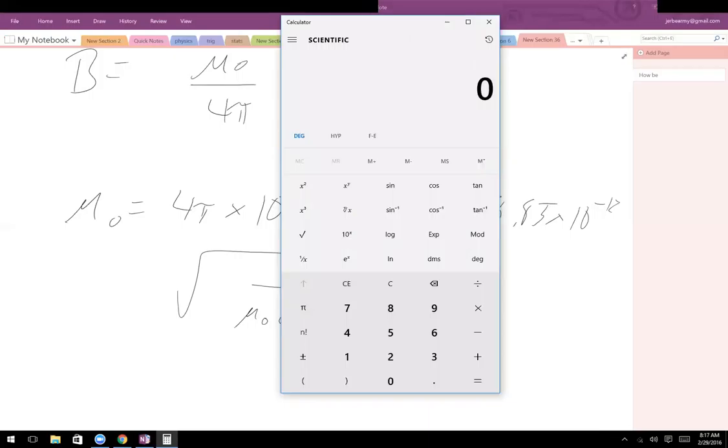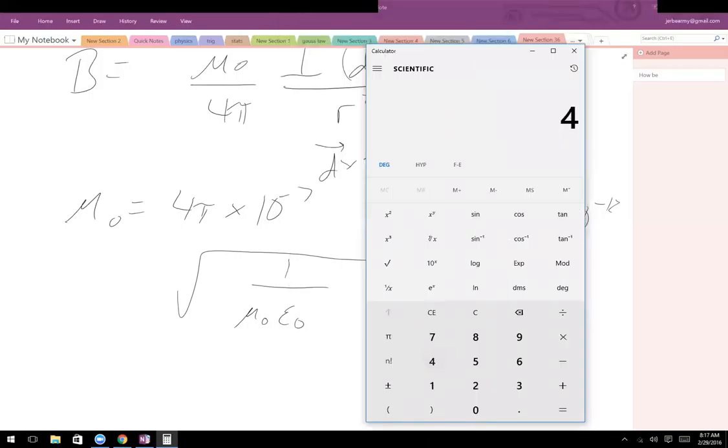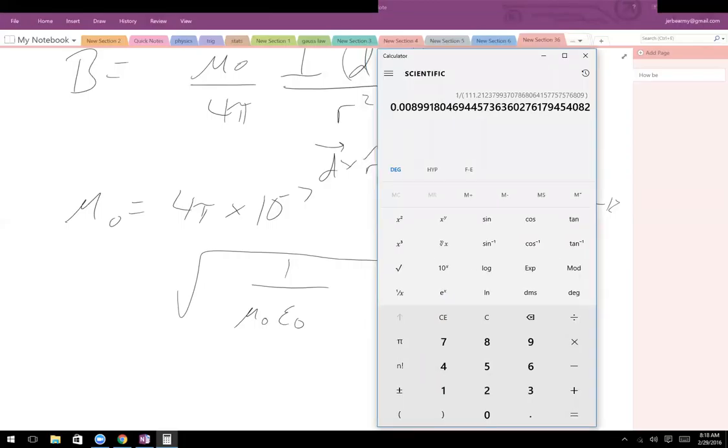So we've got 4 times pi times 8.85. I want 1 over that. And then I should have a 10 to the negative... well, I did 1 over, so it'll be 10 to the positive 18. That, and then I want the square root. Hey, that's what I was expecting. That's what you should have got.